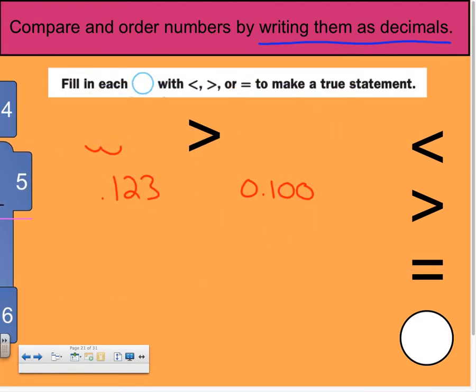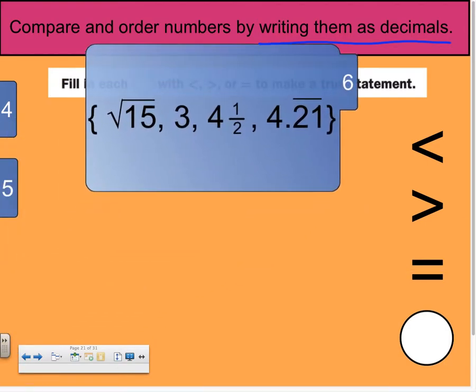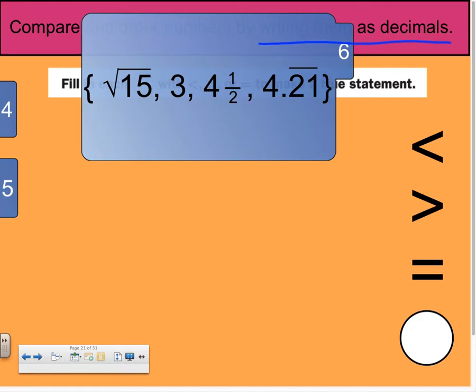All right, so those were the two examples of comparing numbers. Remember, change them to decimals, and then it's fairly easy to see if it's less than, greater than, or equal to. Now, the last example is a little bit different. We have to try and put these in order, but the strategy is still the same. If I put them all into decimal form, then they're easy to rearrange. So this is obviously just going to be 3. That's not a hard one to figure out.